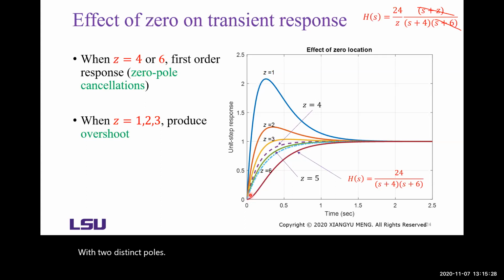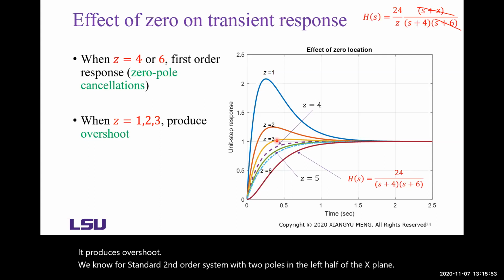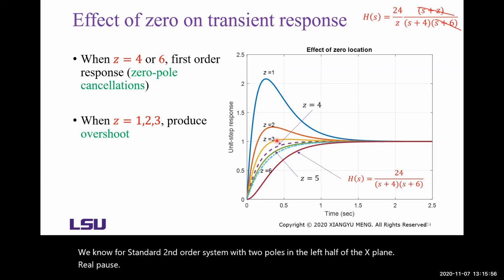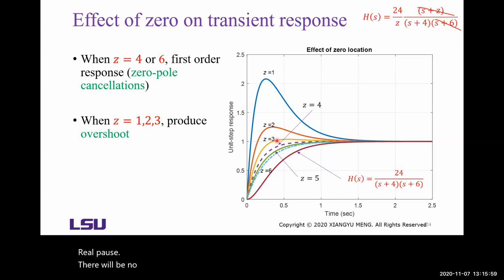When a zero is added, now we see it produces overshoot. We know that for a standard second order system with two real poles in the left half of the S-plane, there will be no overshoot. But because of the zeros, the step responses produce overshoot.